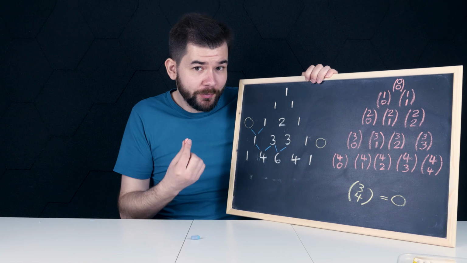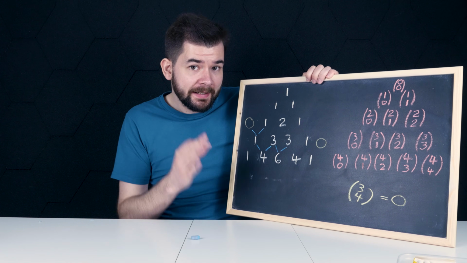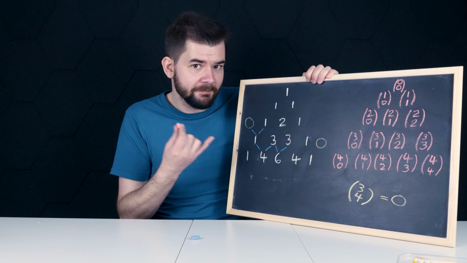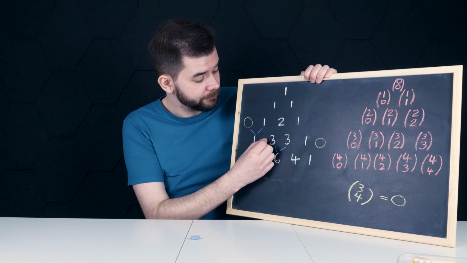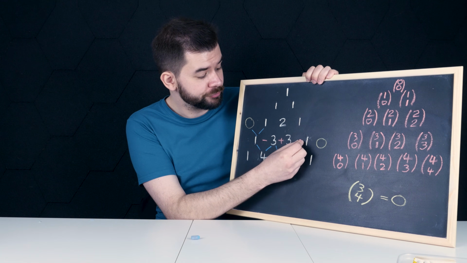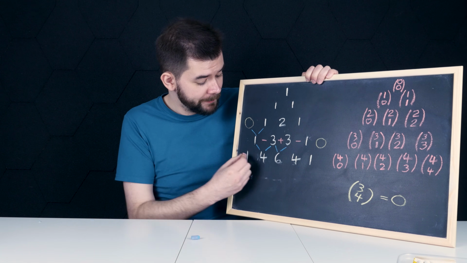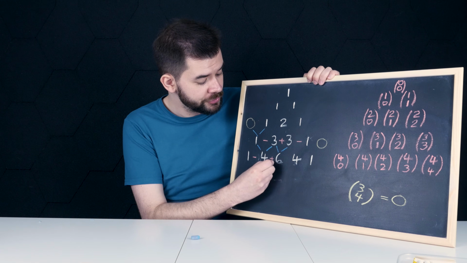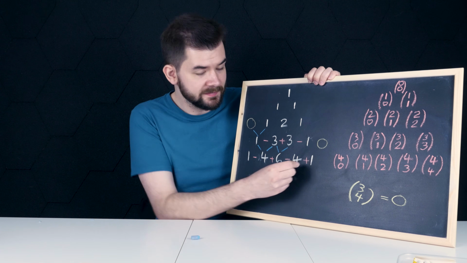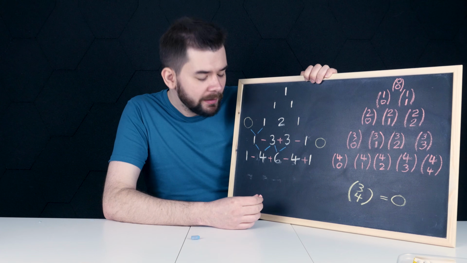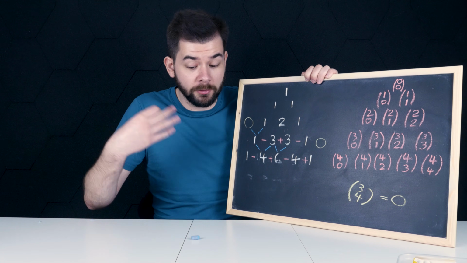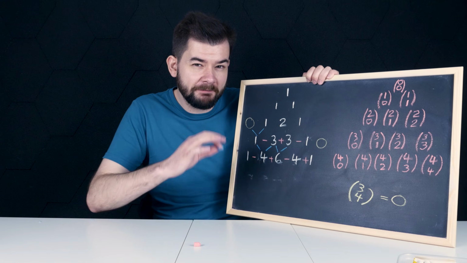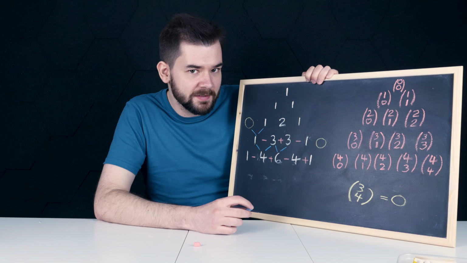And the final fact we need, which isn't entirely obvious, is that the alternating sum of any row equals 0. So for example, if I take 1, subtract 3, plus 3, subtract 1, it always equals 0. And it doesn't matter which row we choose, we always get 0. And why is that? Well, I'm not going to go into a formal proof right now because I don't want to take up much more time with all of this setup, but I'll show you my favorite sort of demonstration of why this is the case.